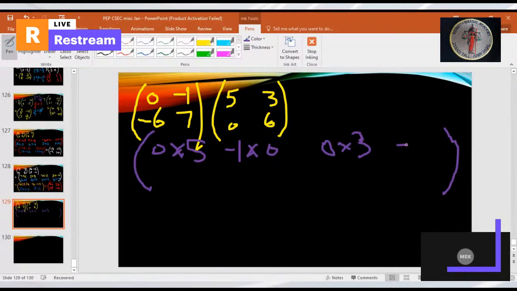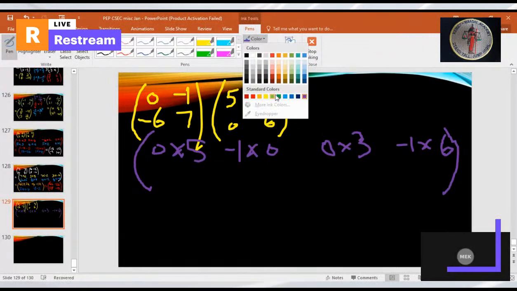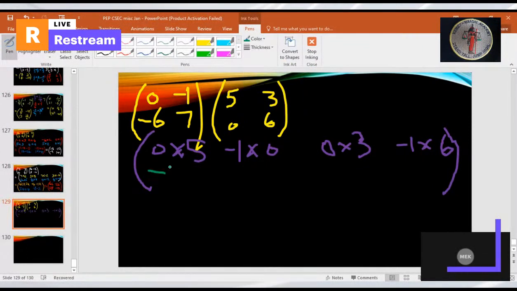Negative 1 times 3. Sorry, negative 1 times 6. Then the next set of columns. So it's going to be negative 6 times 5 and 7 times 0. And then times 3, and 7 times 6.